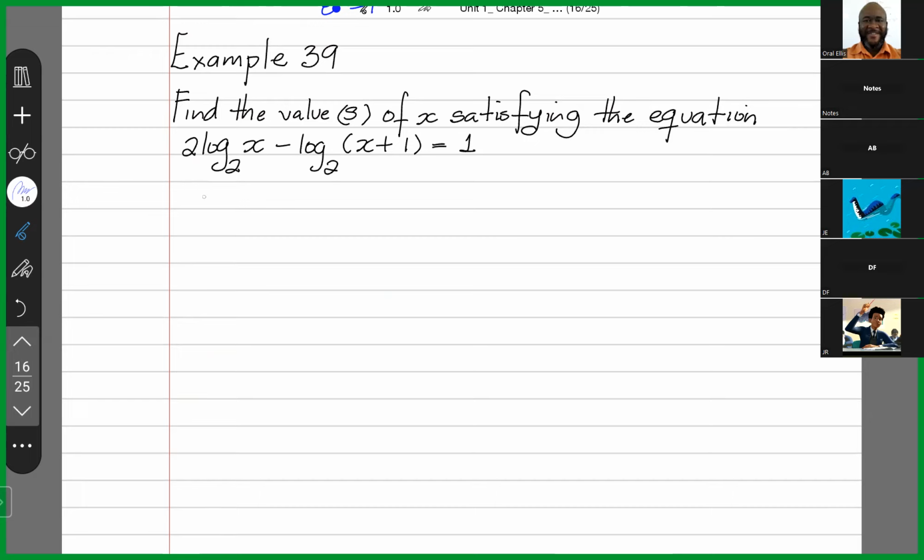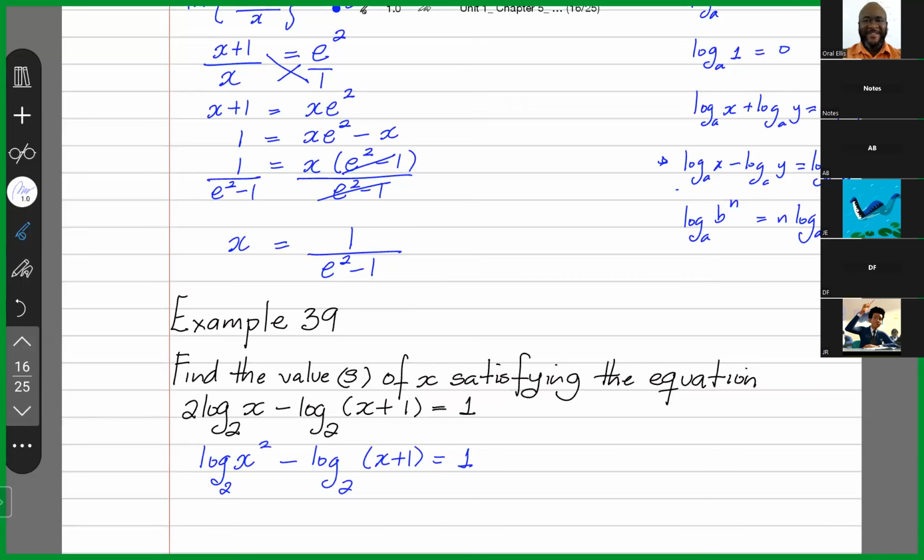The first thing I'd have to do is to say that this is what? Log to the base 2 of x squared minus log to the base 2 of x plus 1 is equal to 1. So what I did a while ago is a reverse application of what? Of this law. I just did a reverse application of that law: that if you have 2 times a log of a number to a base, it is the same as saying the number raised to the power 2. So I just did a reverse application of that last law.